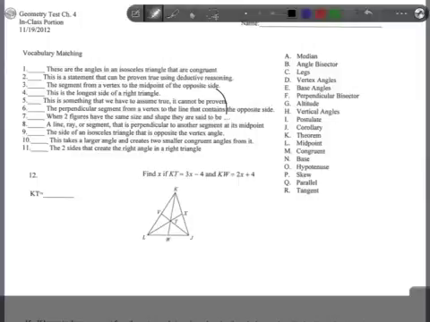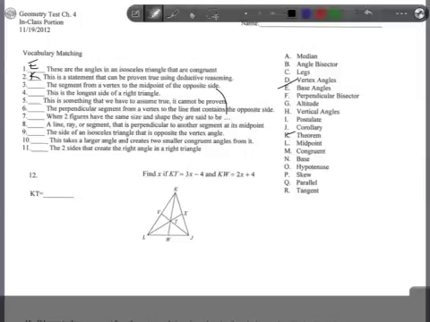Section 2 of the Chapter 4 test, calculation part and the vocabulary part. These are the angles in an isosceles triangle that are congruent. Should be the base angles, which is letter E. This is a statement that can be proven true using deductive reasoning. That is a theorem, which is K.